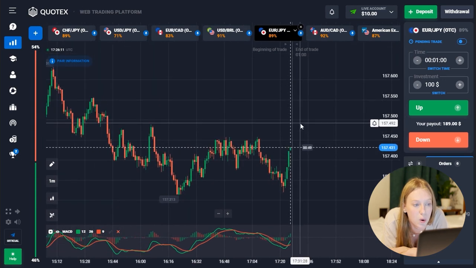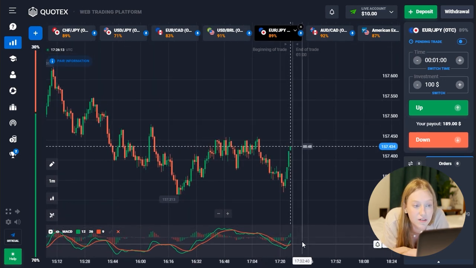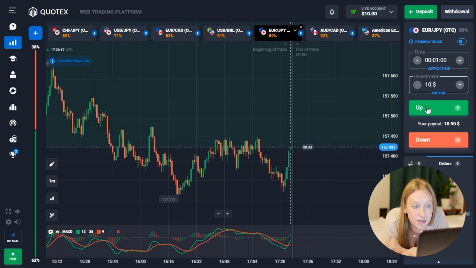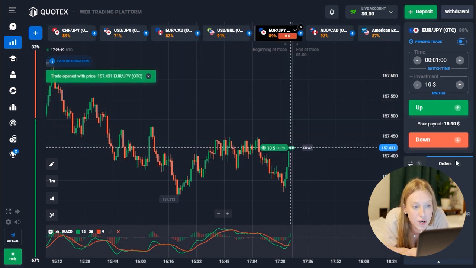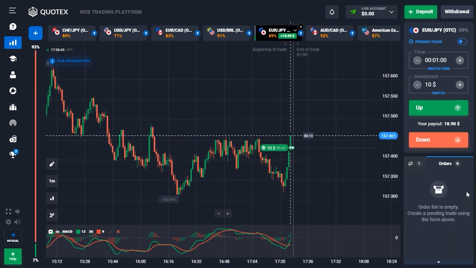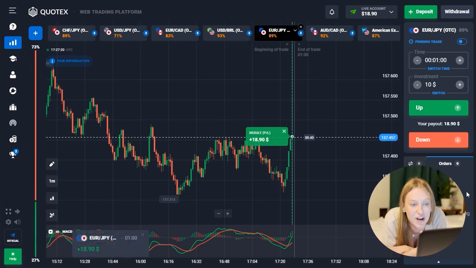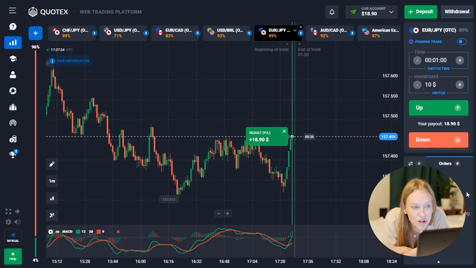So let's start trading. Here we can see that the green moving average has crossed the red one from below, and as you can see, a green histogram has appeared. All this gives us a signal to open a trade of $10, and let's wait for our trade. Great, good result. Now my profit is $18.90.